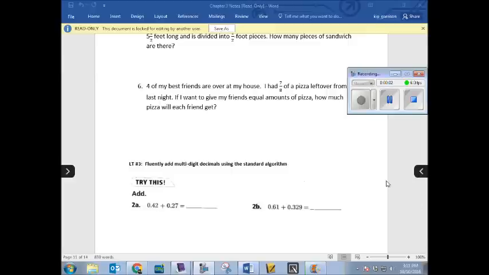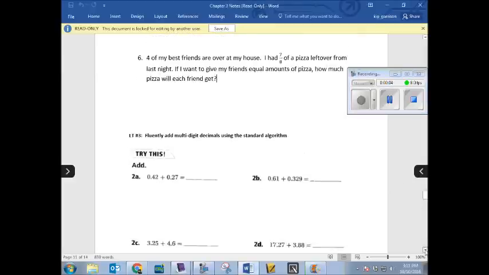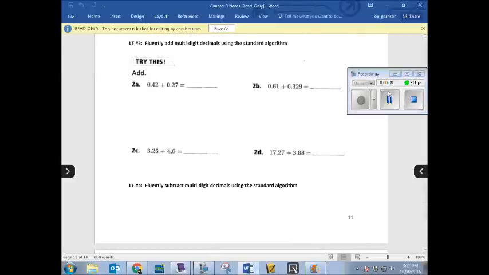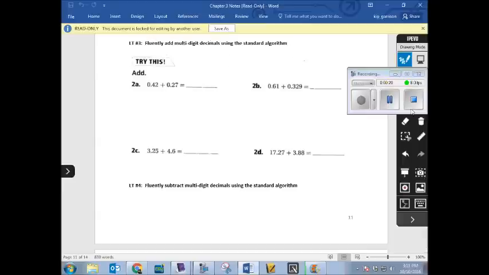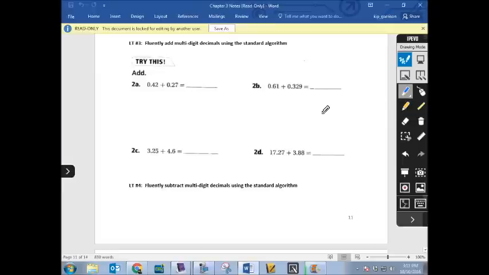Alright, this is going to be the video for Chapter 3, Learning Targets number 3, 4, and 5. Okay, so we're going to cover three different targets here. They're very basic. Learning Target 3 is just I can fluently, which means you just follow the steps, add multi-digit decimals using the standard algorithm. So we're talking about just the steps to add.